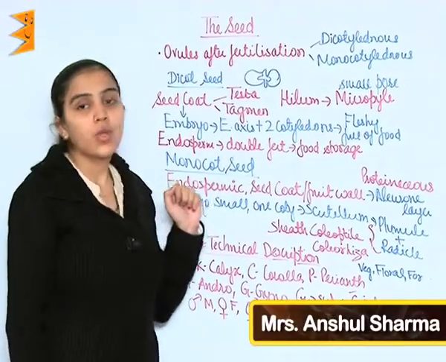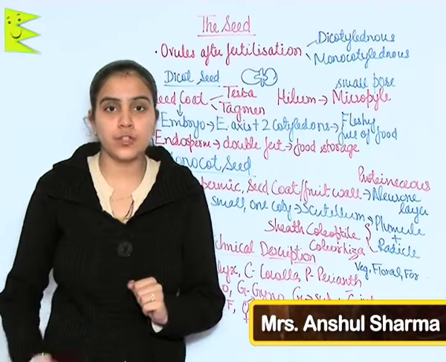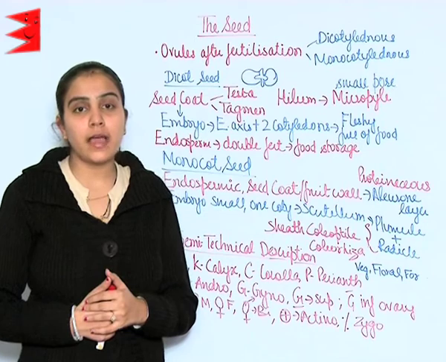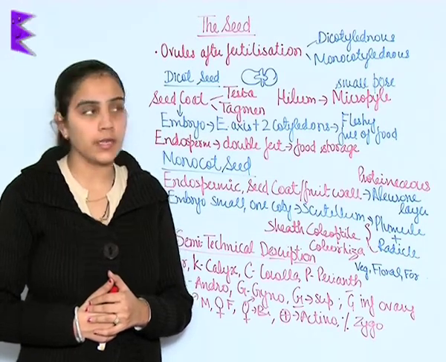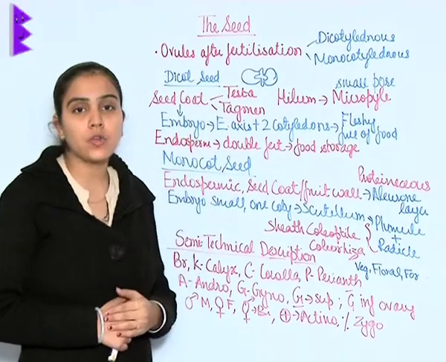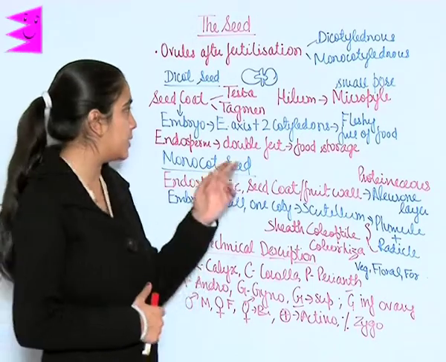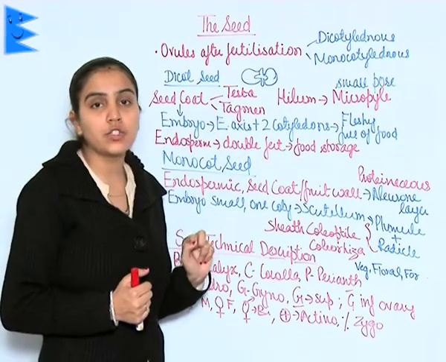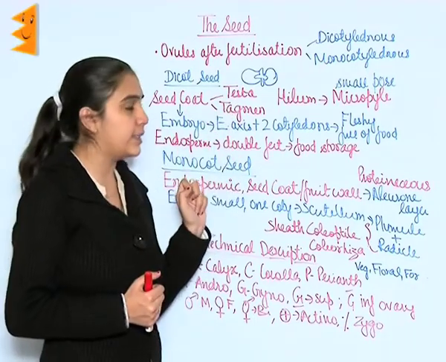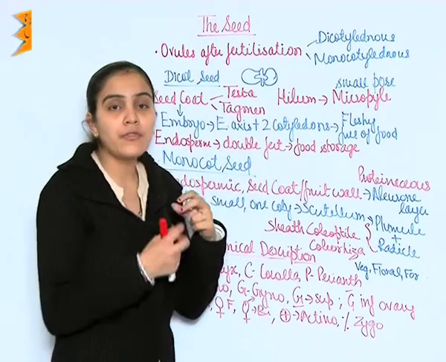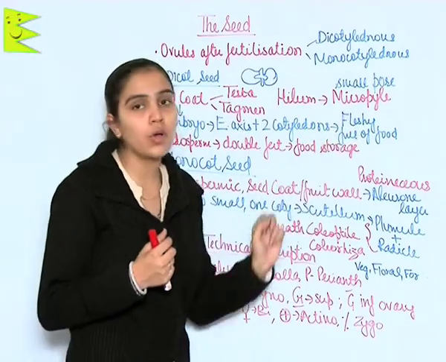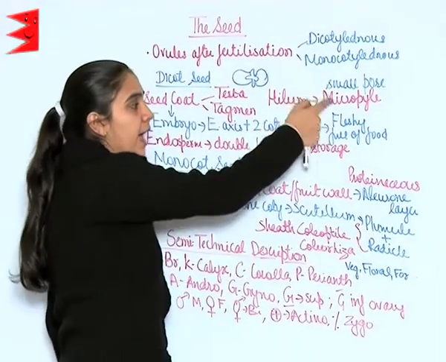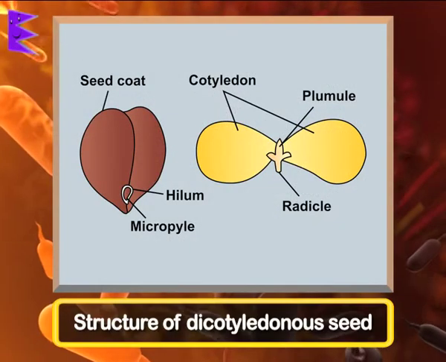The seed. Ovules after fertilization become seed, and there are two types of seeds, dicotyledonous and monocotyledonous. Let us understand the structure of a dicotyledonous seed. It consists of a seed coat which has two layers, testa and tegmen, and above the hilum is a small pore known as micropyle. You can see this hilum and micropyle in the diagram.